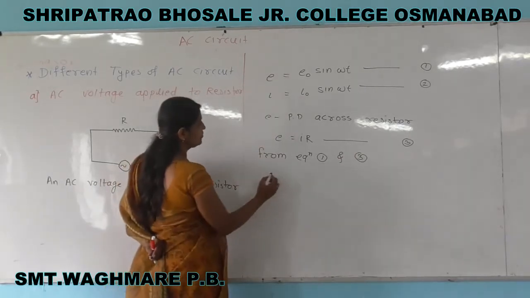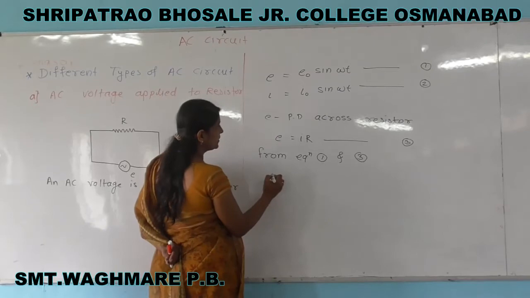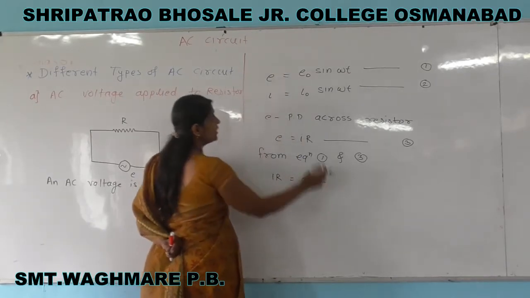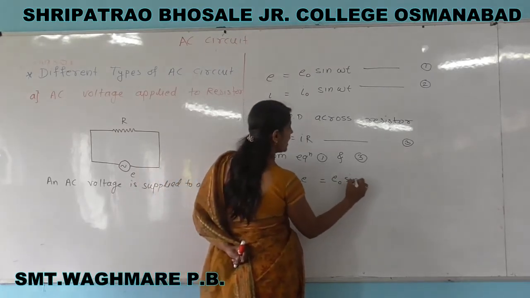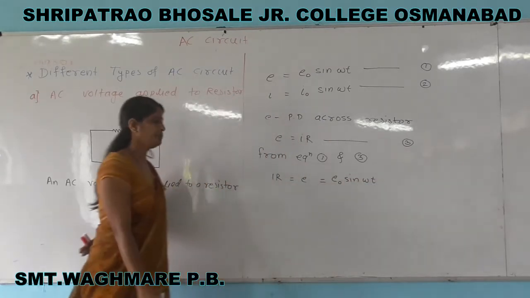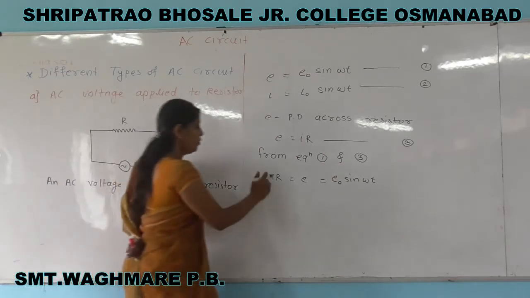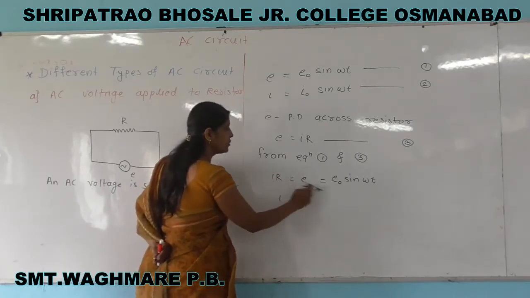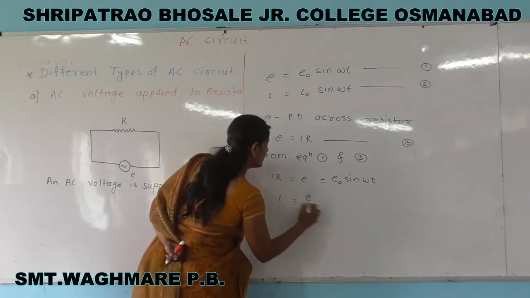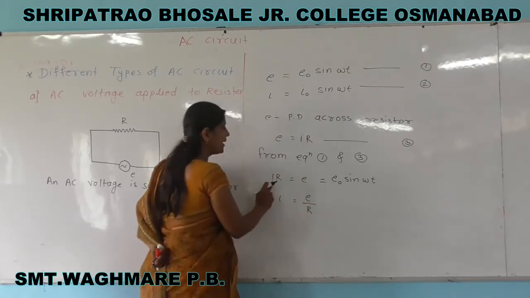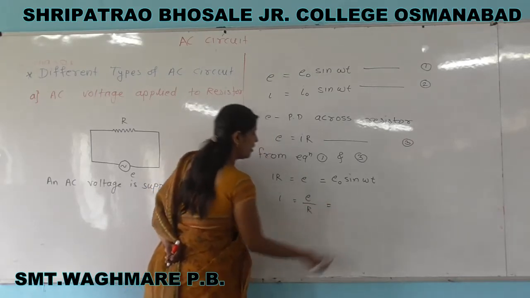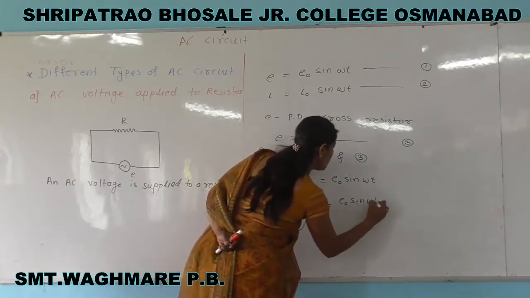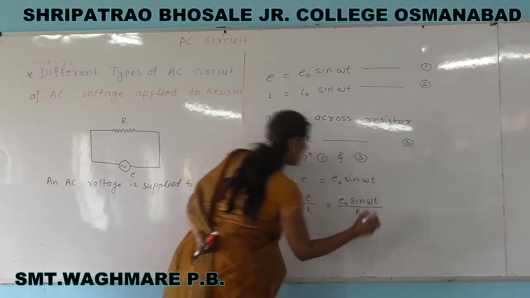We can write here IR is equal to E is equal to E naught sin omega t. Now take this R to the right side, then this will become E upon R. I is equal to E upon R, or I is equal to E naught sin omega t upon R.